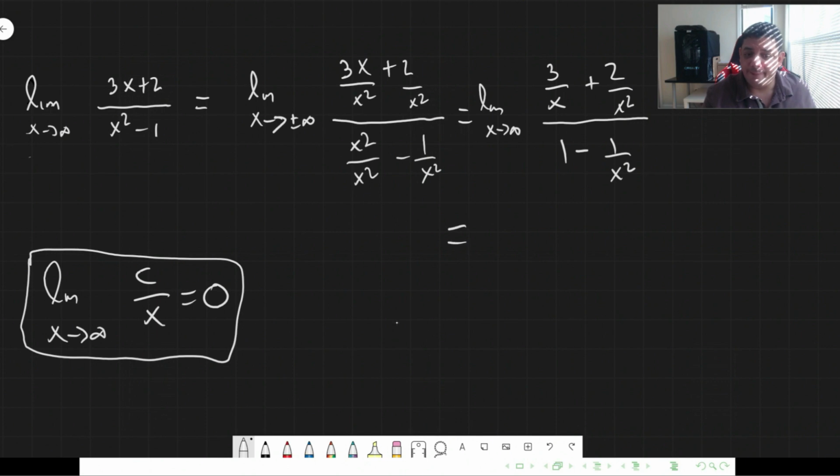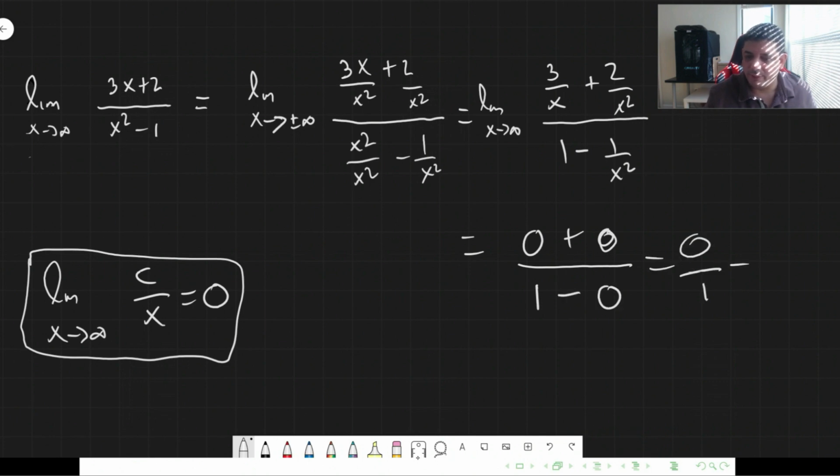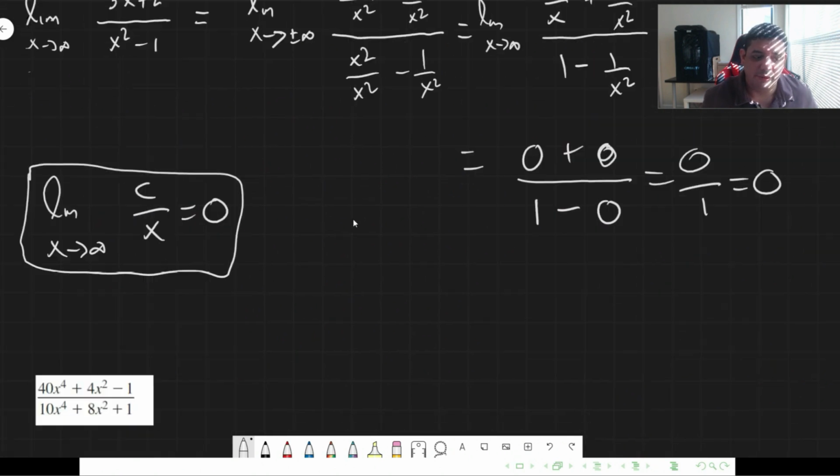So to finish this up, notice that this limit can be represented as just all these quantities going to zero. This goes to zero, plus this goes to zero as well. This is 1, and this goes to 0. So in the end, it's going to be 0 over 1, and it's just going to be 0. Okay? And so I can apply this technique to anything, to any type of function. So let's do another example.